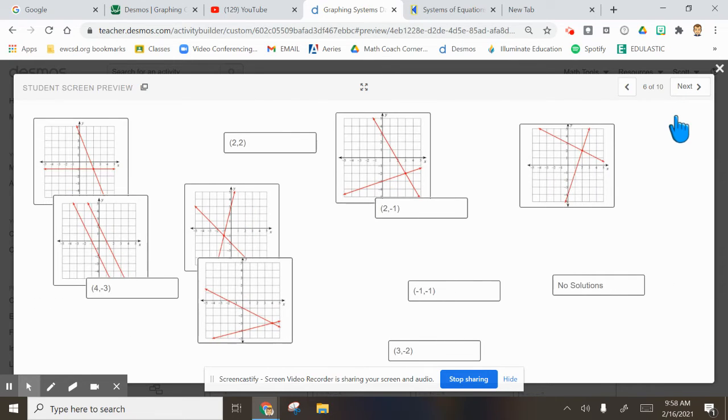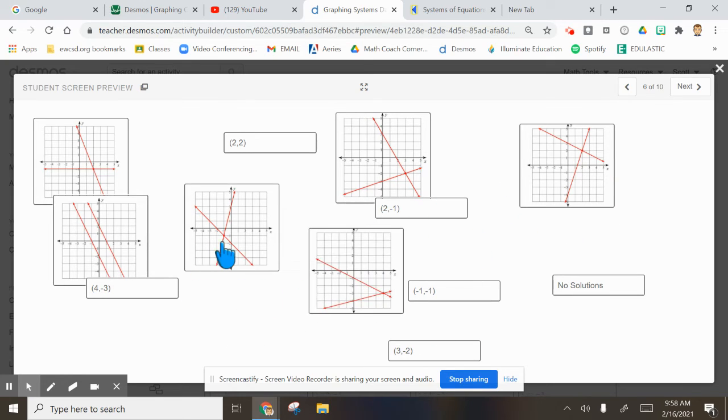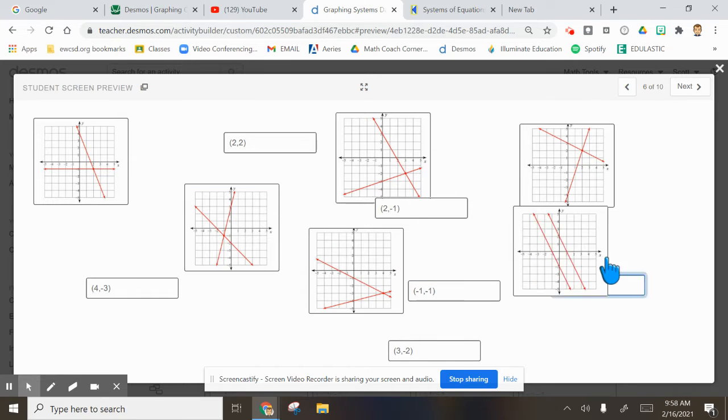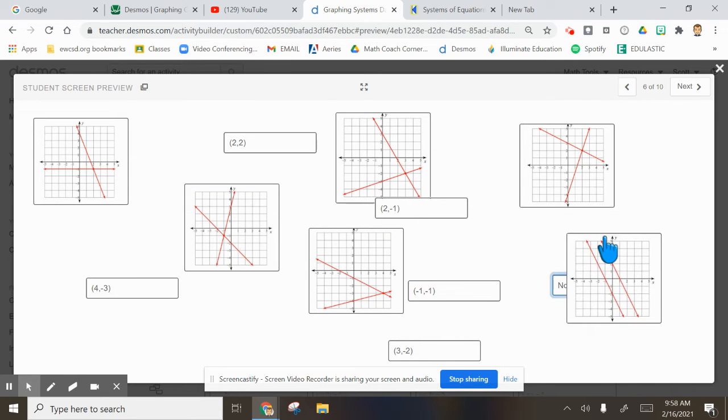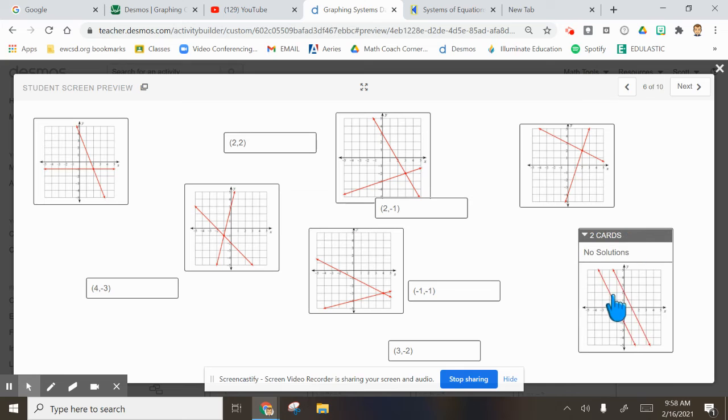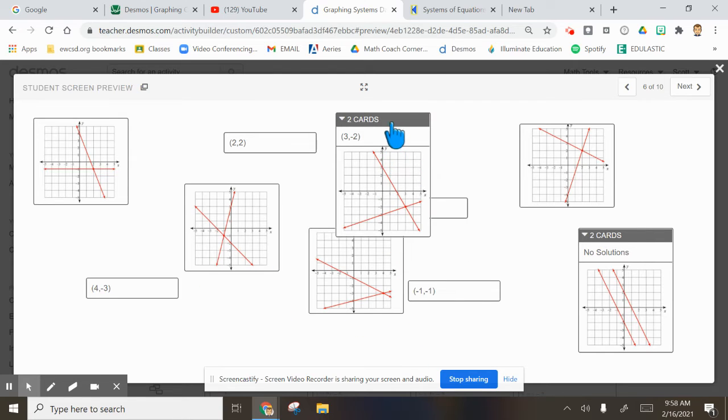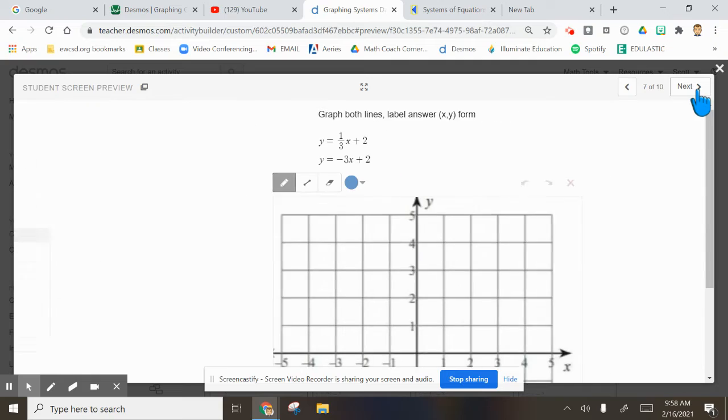Let's keep going. All right, this slide shouldn't be too confusing. Understand where they connect is where the answer is, where that point is. The no solution one, they never connect. And I kind of threw that as a curveball for you guys to see if you could figure out, but that's no solutions. This one's over 2, up 2, over 3, down 2. So just make sure you connect them with the right cards for that slide.